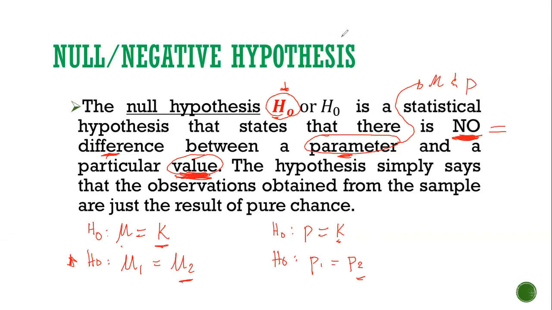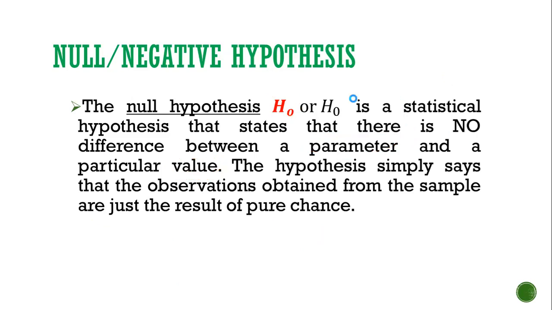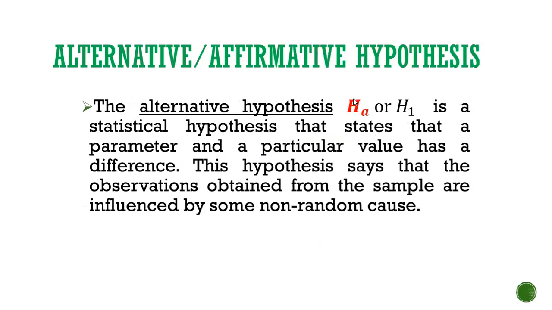Right? So I will now clear all of the drawings. Clear ko na ha. We move on to alternatives. Okay, alternative, we are going to use HA. Please take note. Okay, yung naka-red. H sub A or your H1 or your alternative hypothesis is a statistical hypothesis that states that a parameter and a particular value, ganun ulit, kanina. Pero instead na no difference, walang pagkakaiba, it already has a difference. Meron na siyang pagkakaiba. Okay?